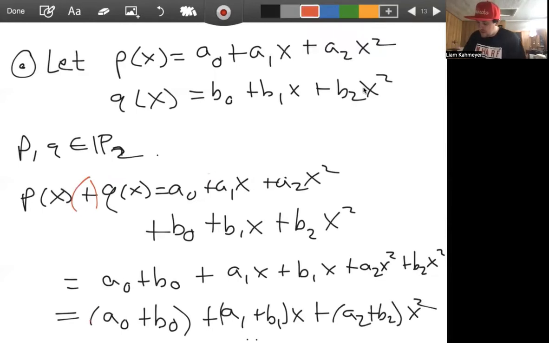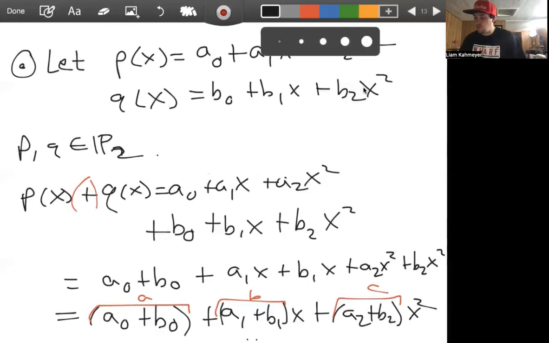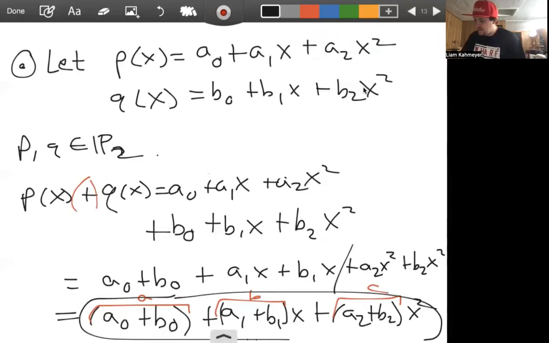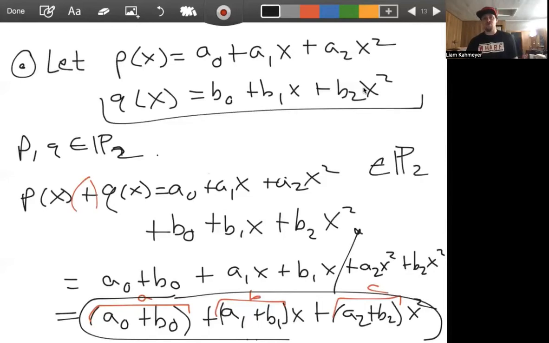If you were to take A naught plus B naught to be A, A1 plus B1 to be B, A2 plus B2 to be C, then this is of the form that's required to be an element of P2. So this implies, well, I won't write it here, I'll just circle it. This is an element of P2. And these were arbitrary. That means this holds for any element of P2, and so it's closed under addition, right?